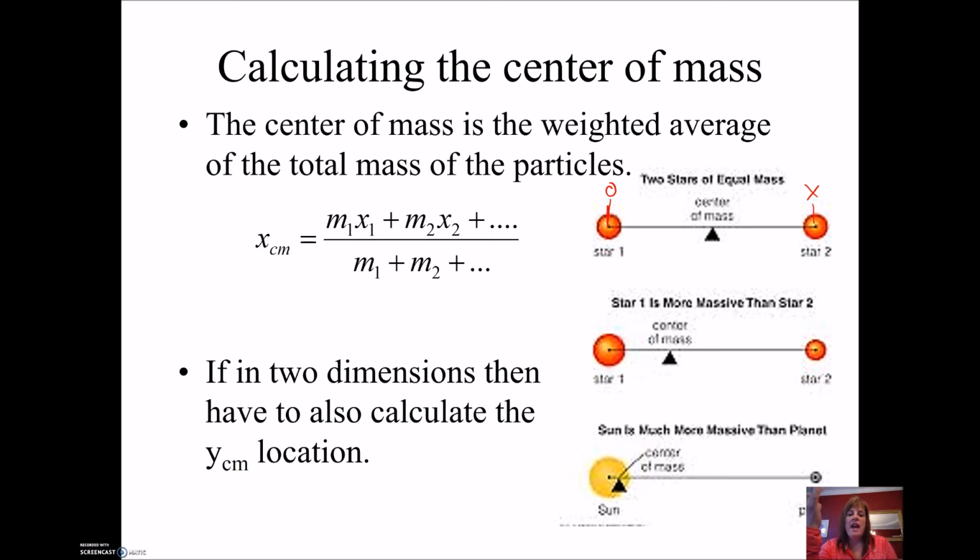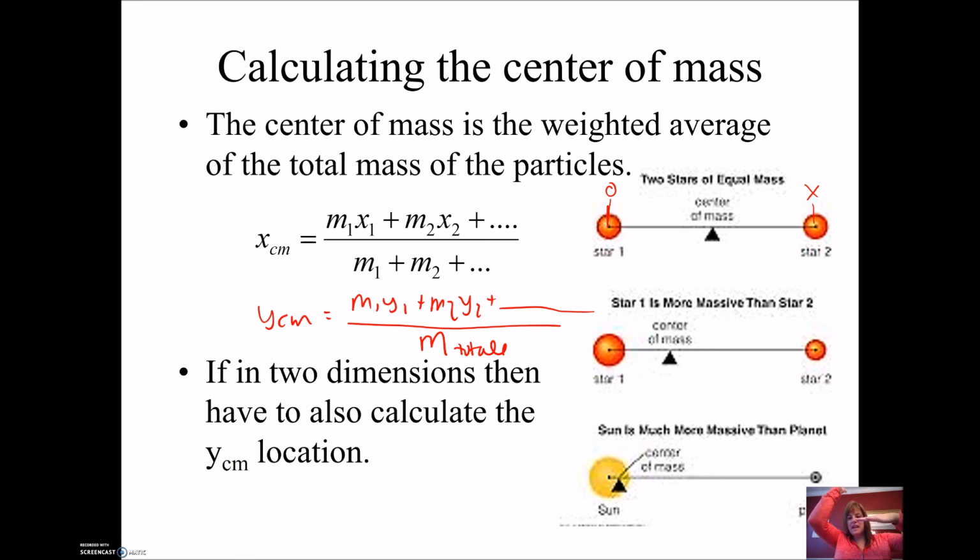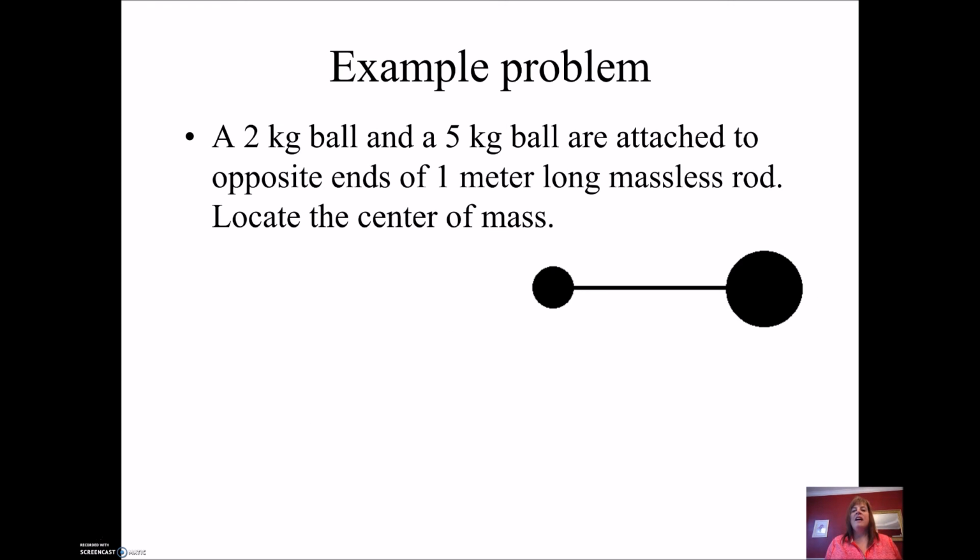Now, if we have an extended object that has both a width and a length, then we also have to find the center of mass in the y direction. Same equation: the y center of mass is equal to m1 y1 plus m2 y2 plus however many m's and y's you've got, divided by the total mass. So you then have a location on your x-axis and a location on your y-axis, and you go to that point, and that's where your center of mass is located. Pretty interesting, huh?